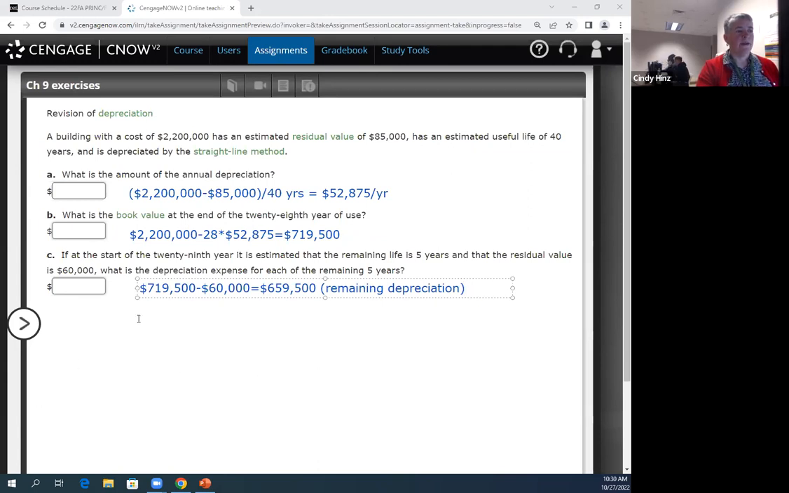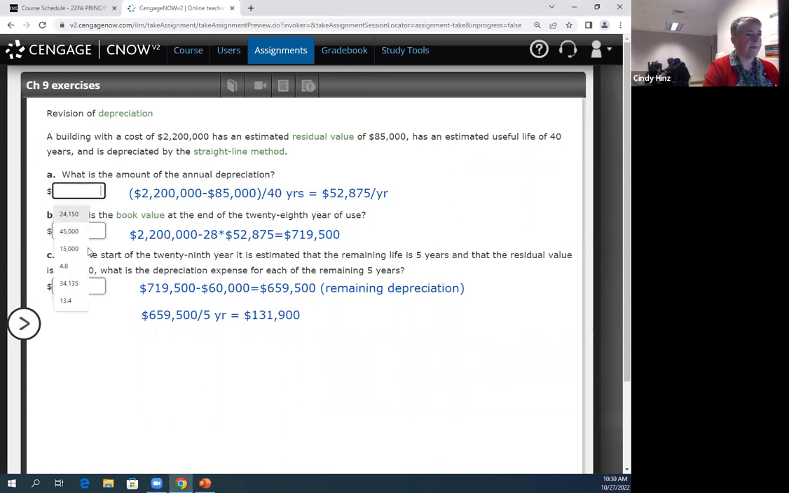So what do we do with that? Well, we need to record that total amount of depreciation over just 5 years. And so we're going to take that depreciable cost that remains and divide by the remaining useful life. And we determine that we will need to record $131,900 in depreciation for each of the remaining 5 years. So it more than doubled.